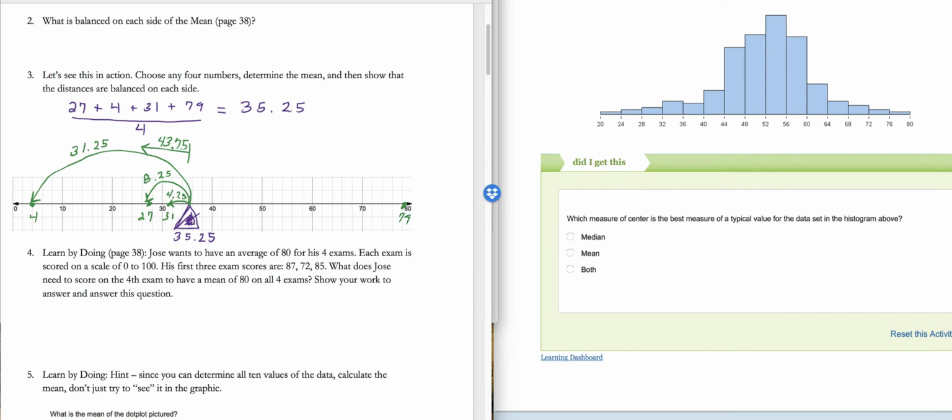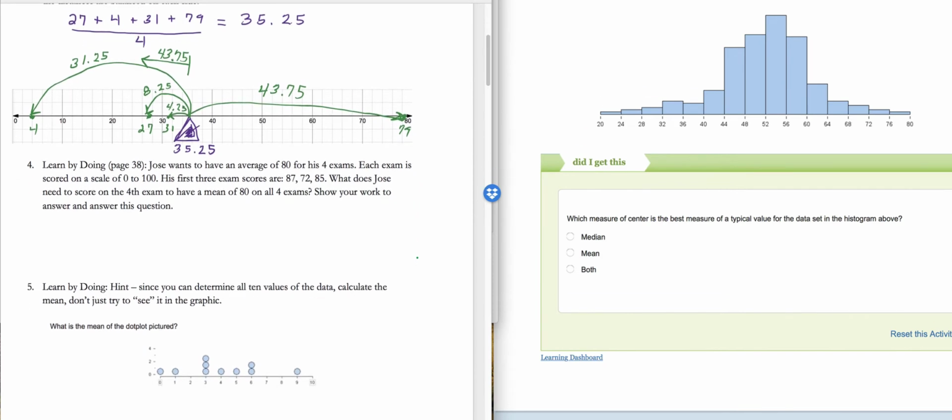And then how about to the right? Well, we only have one piece of data to the right, and the distance from center to that piece of data at 79 minus 35.25 is exactly 43.75, showing us that the sum of all the distances below the mean is equal to the sum of all the distances above the mean. And that is always going to be the case when you have the mean. That is what it balances, is those distances on each side.